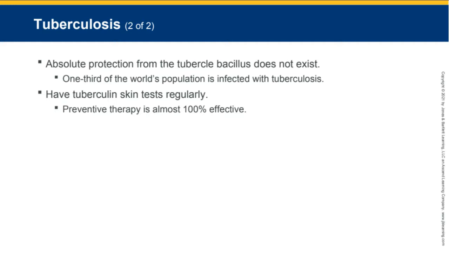So absolute protection from the infection doesn't exist. In fact, about one third of the world's population is infected with tuberculosis. The mechanism of transmission is not very efficient, since it is mostly confined to closed spaces, like prisons, where a large number of persons live in the same area. That is how it is transmitted. Once the place is aired out, the bacteria tend to dissipate in the air and are not readily spread.